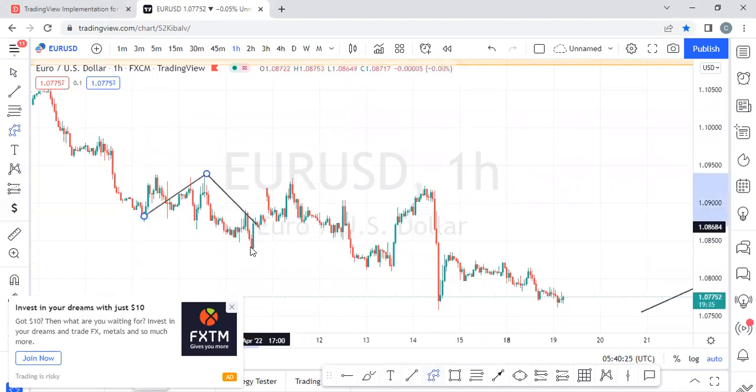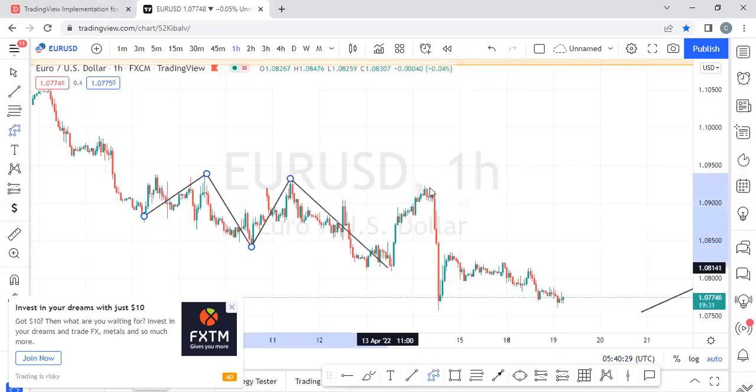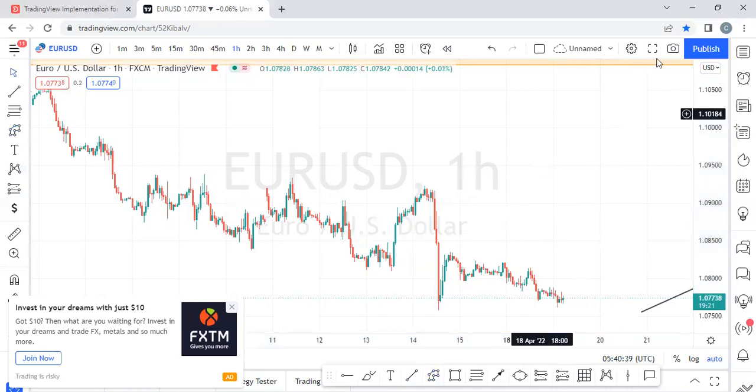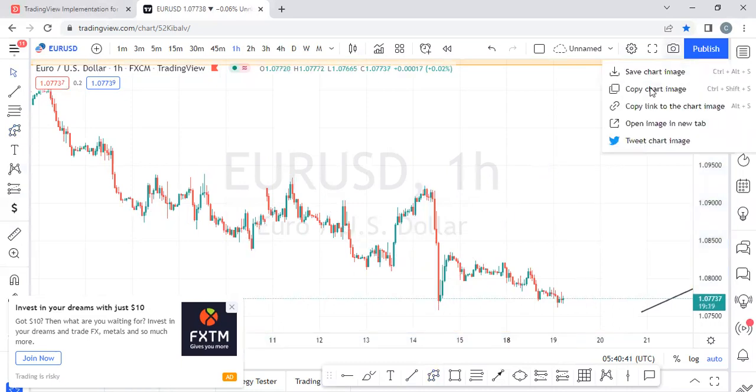You can see the structure of the market is getting lower highs and lower lows. So if the market can clear this last high, then we can see a buy idea, and then we can buy into our POI, right? So that's what I'm looking at on EURUSD.